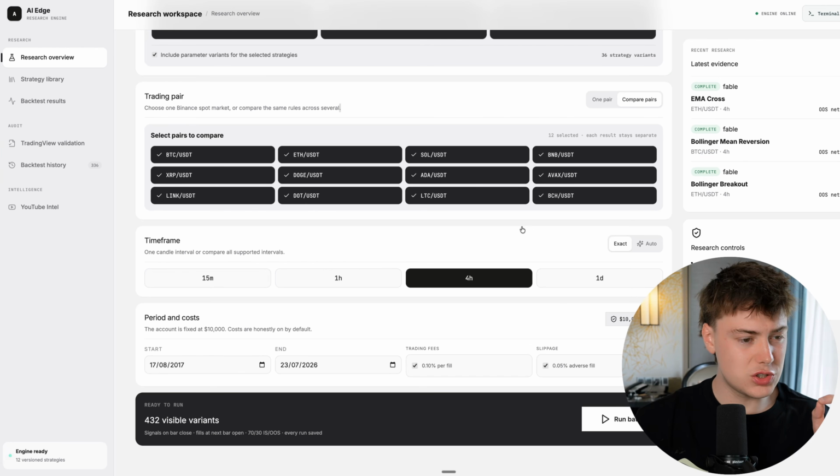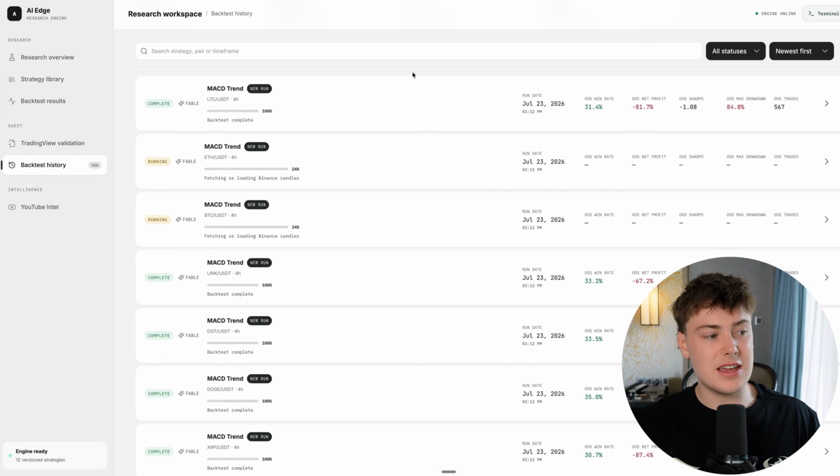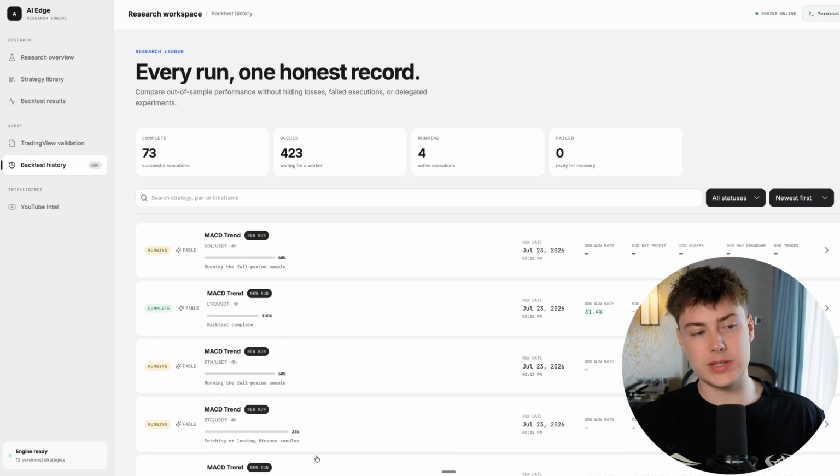So let's go back to the comparison engine here. Let's click run batch. What the app's going to do is it's going to start scanning every single strategy. So it's got over 430 runs to do. You can see they're now completing, but it's probably going to take a couple of minutes.